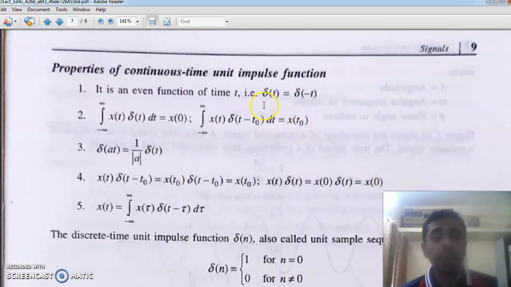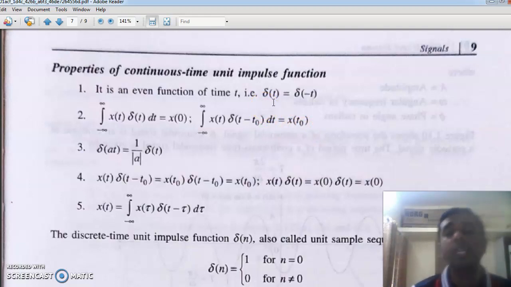One very important characteristic is that delta of t is an even function. I'll come to this a little bit later because we are coming to the main properties. Okay, even function, we'll come to that. Now, this one is very important.